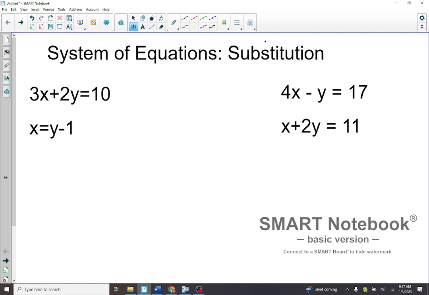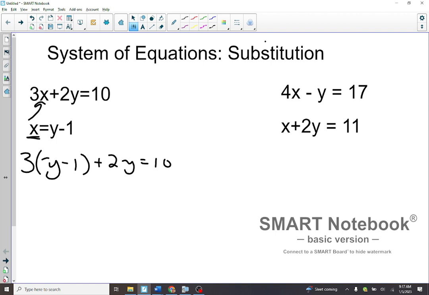All right, so SoE, system of equations. So this is system of equations by substitution. Let's talk about the first one: 3x plus 2y equals 10, and x equals y minus 1. Because x is equal to y minus 1, I can take the x and plug it into the top one just as is. So 3 times (y minus 1). The x becomes whatever's written here. If it was 2y plus 3, it would be 2y plus 3. It's the whole expression. Plus 2y equals 10.